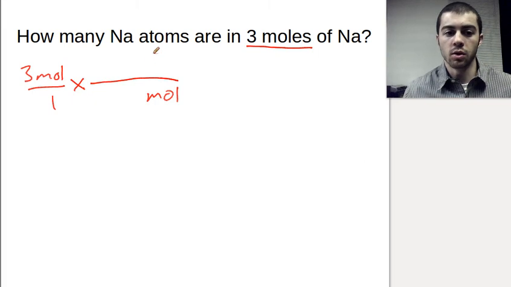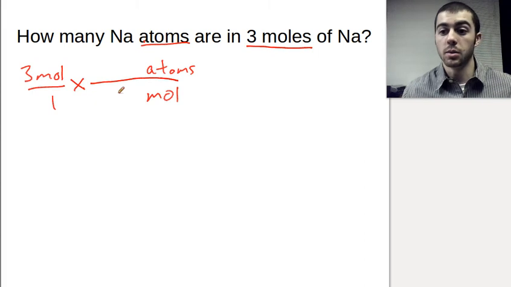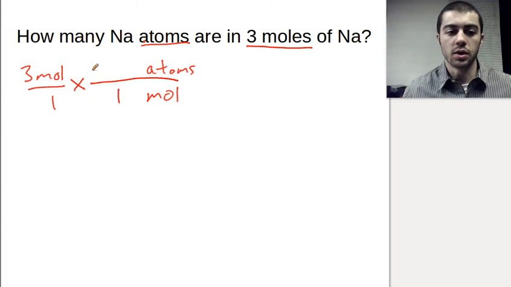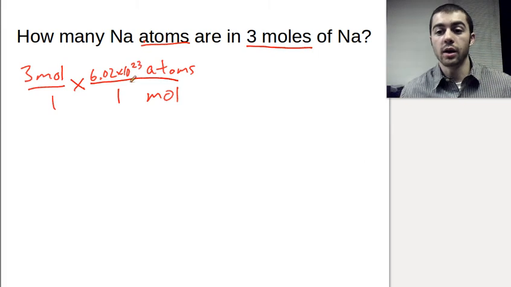And then what we're looking for is how many atoms, so we put atoms on top. And then the conversion factor here is going to be Avogadro's number. So 1 mole is 6.02 times 10 to the 23rd atoms.